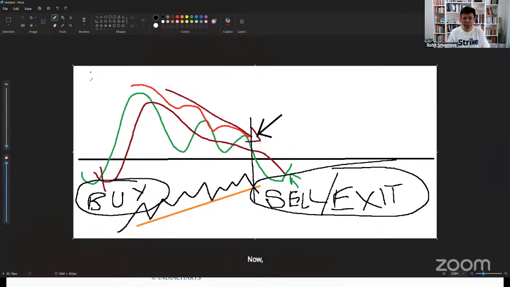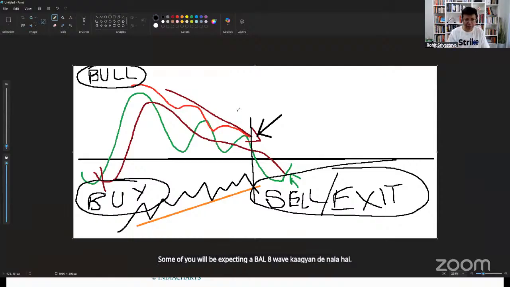Now, this is presuming that we are in a bull market. If we were in a bear market, we would do exactly the opposite of this. But how do we decide whether the trend is bullish or bearish? Some of you will be expecting me to give Elliott wave knowledge. I know it's not easy for everyone. Not everybody is an Elliott wave practitioner, so I will not go there.